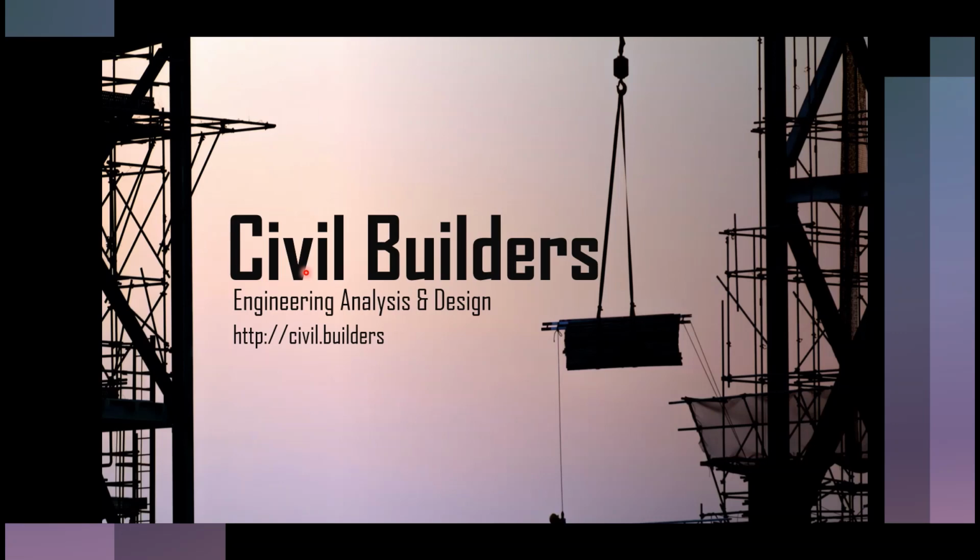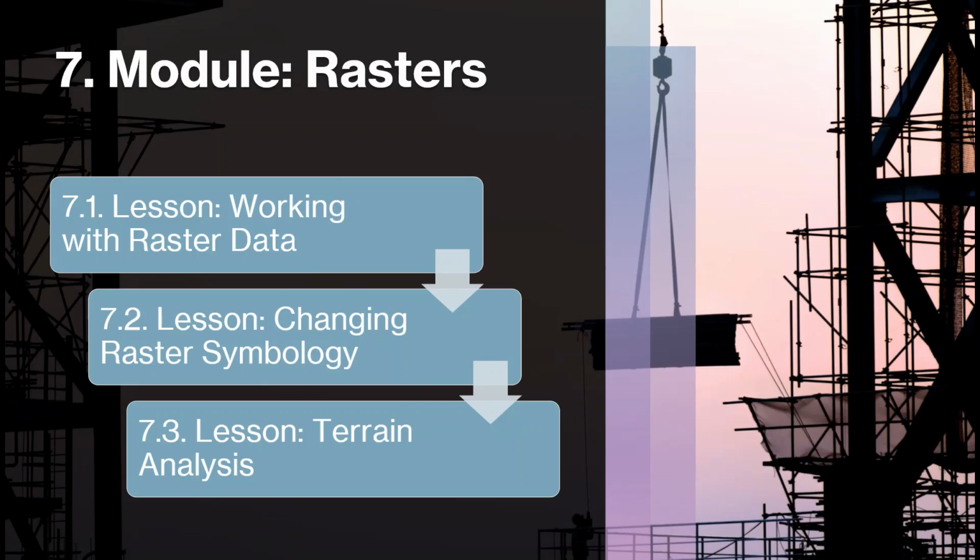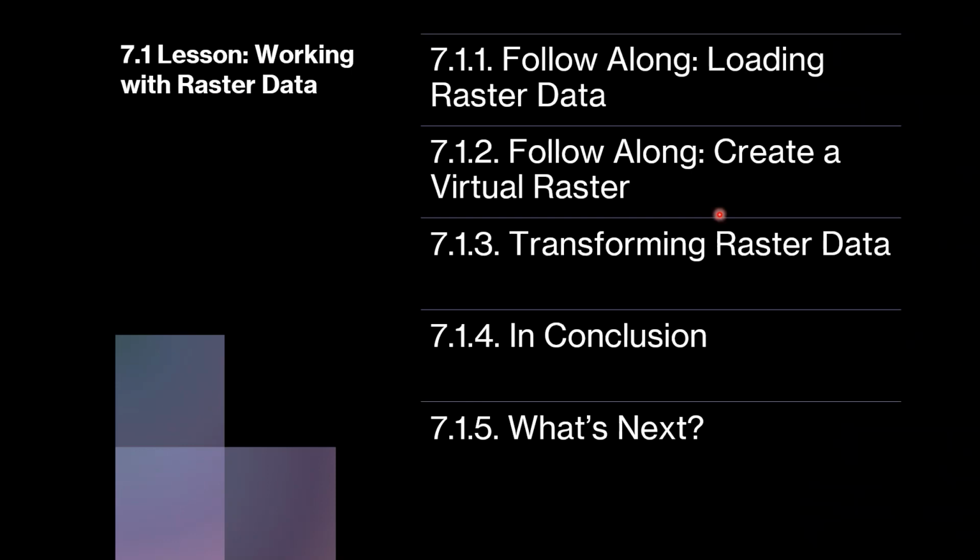and in this tutorial I will be teaching you about module 7, which is relating to rasters. In this tutorial we'll talk about working with the raster data, changing raster symbology, and finally the last part of this module is about terrain analysis. So in the first part of this module we have the following content.